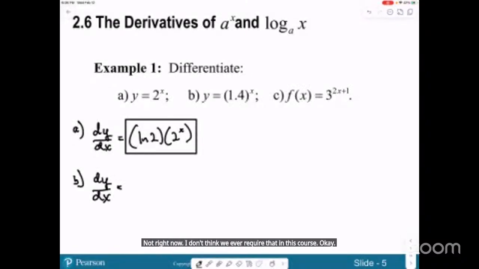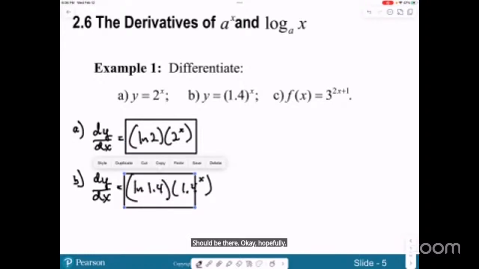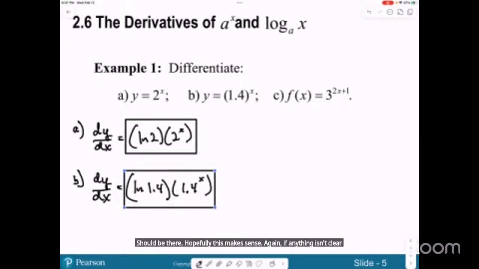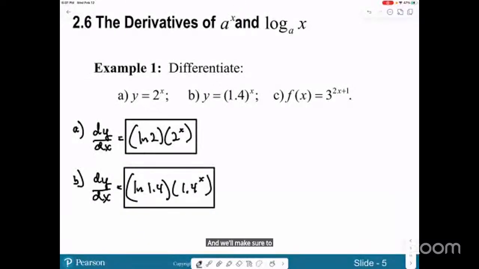Okay. Same thing here. I'm just going to leave it as the natural log of 1.4 times 1.4 to the power of x. Should be that. Okay. Hopefully this makes sense. Again, if anything isn't clear, feel free to either unmute yourself or type in the chat or the Q&A. I do monitor those. I will make sure to get you credit or get your questions answered. We would use a calculator there, but I'm just going to leave it like this.